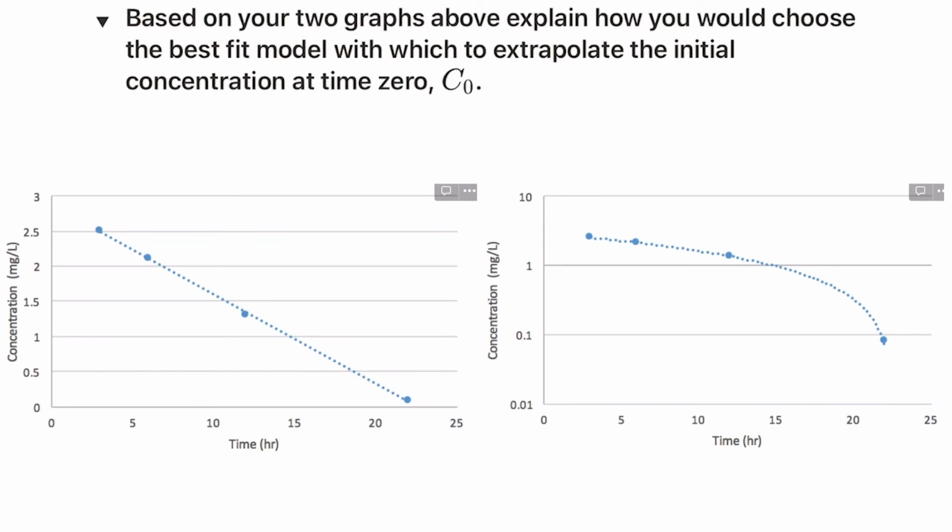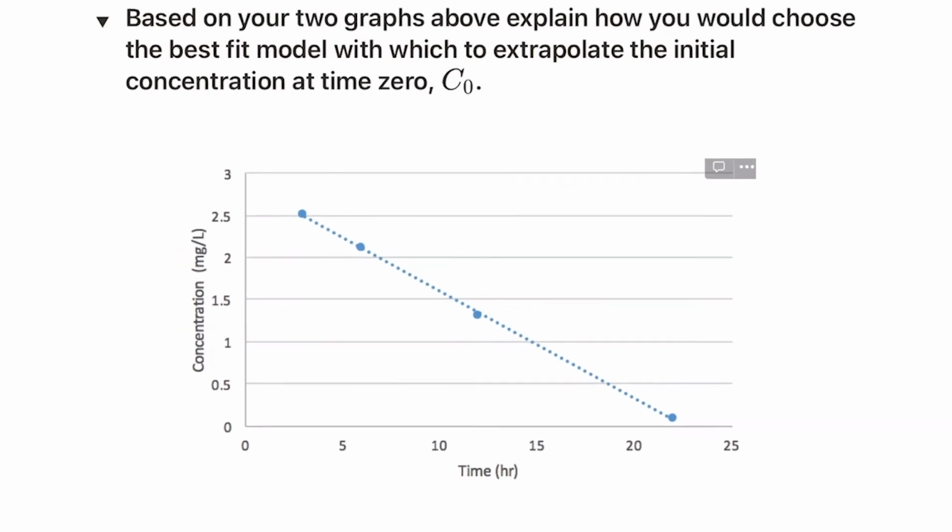The third question is asking to explain how you would choose the best fit model to extrapolate the initial concentration at time 0. Again, since after plotting the data, the linear graph provided a straight trend, I know that we are working with a zero order model. Therefore, to extrapolate the concentration at time 0, I look at the linear plot and locate 0 on the x-axis, which is when time is 0, and then follow that line up to where my trend line would pass through on the y-axis. After doing this, I estimated a concentration of 2.9 milligram per liter at time 0. This means the initial concentration of the drug in the plasma is 2.9 milligrams per liter.